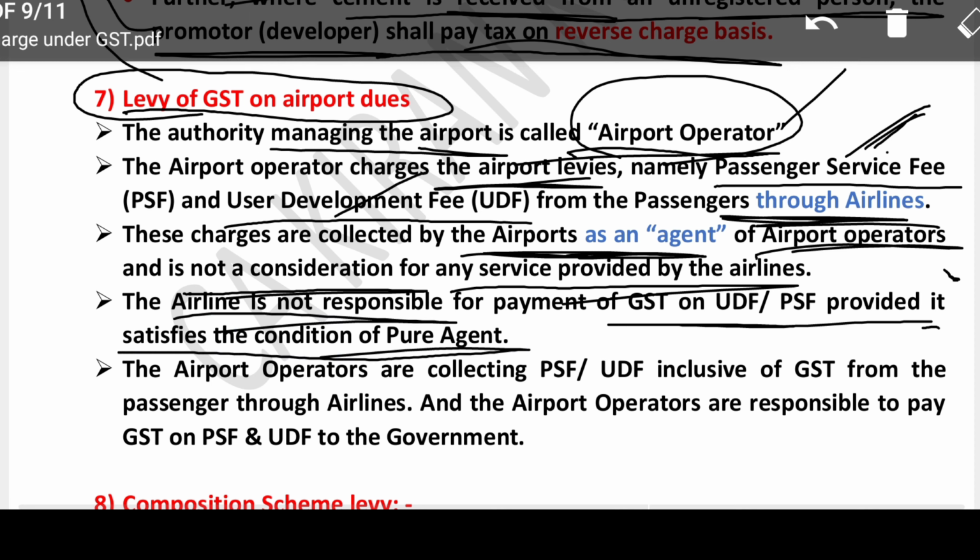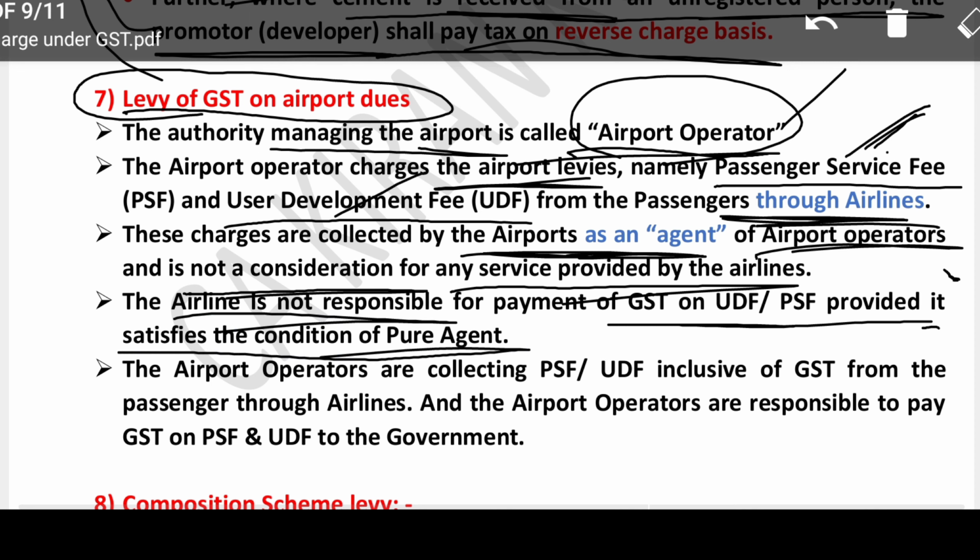The scheme is introduced for the benefit of small taxpayers. Let us discuss who is eligible for the composition scheme and what conditions need to be satisfied for choosing this scheme. Small taxpayers with aggregate turnover in the preceding financial year of up to 1.5 crore are eligible for this scheme, and the supply and the person engaged in the supply of services other than restaurant services.